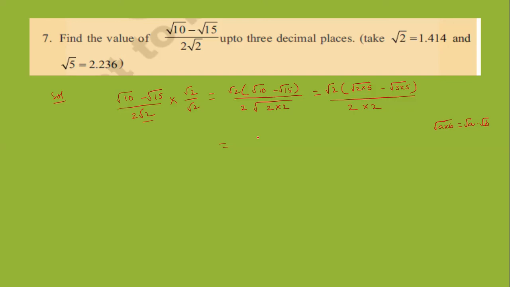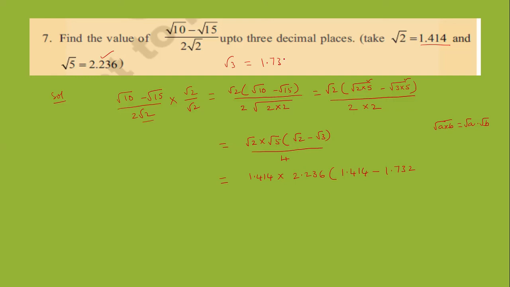You may write like root a into root b. We can use this formula. You write root 2, you take the root 5 common factor and you write here. After that, what is the remaining factor in the brackets? In the first term is root 2. In the second term is root 3. In the denominator, 2 2s are 4.